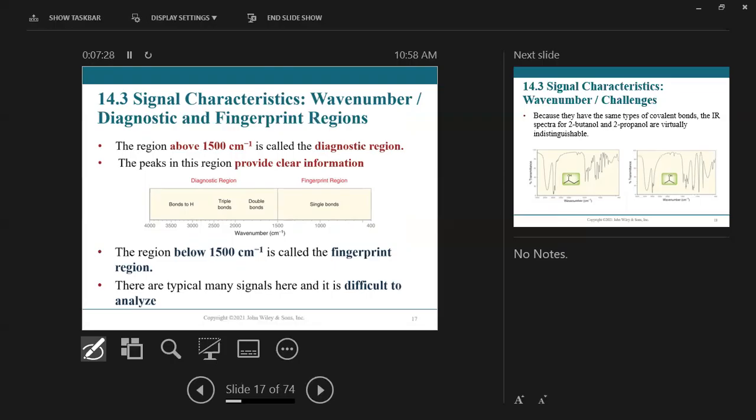It says the region above 1500 is called the diagnostic region. The peaks in this region provide clear information. We're talking about this region right here, clear information. The region below 1500 is called the fingerprint region, and there are typically many signals here, and it's difficult to analyze. So right here, but this might be where you need to look for some compounds.